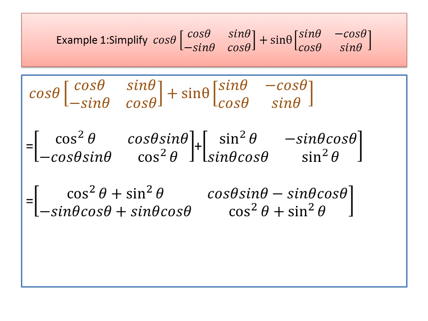In trigonometric identity, we know that sin square theta plus cos square theta value is 1. Hence, cos square theta plus sin square theta gives 1. Cos theta sin theta minus sin theta cos theta will get cancelled. For the third position also, minus sin theta cos theta plus sin theta cos theta will cancel, and last cos square theta plus sin square theta is 1. Hence, if I simplify the given equation, I will get [1, 0; 0, 1].